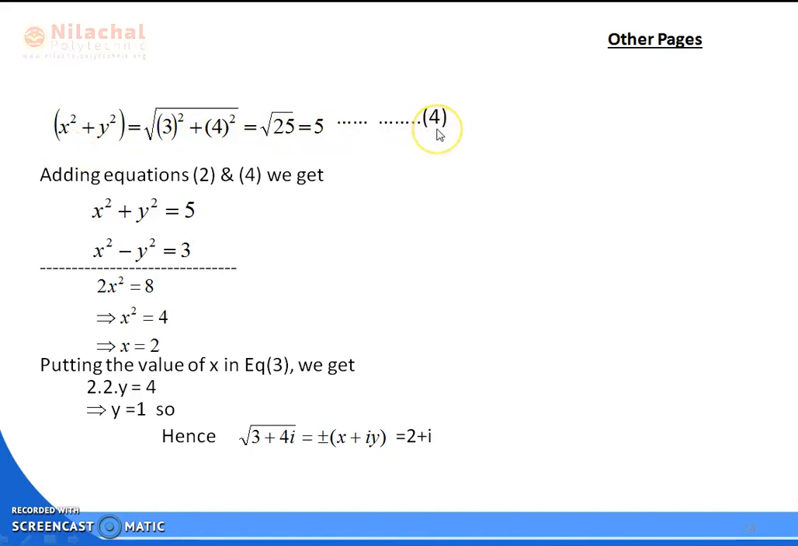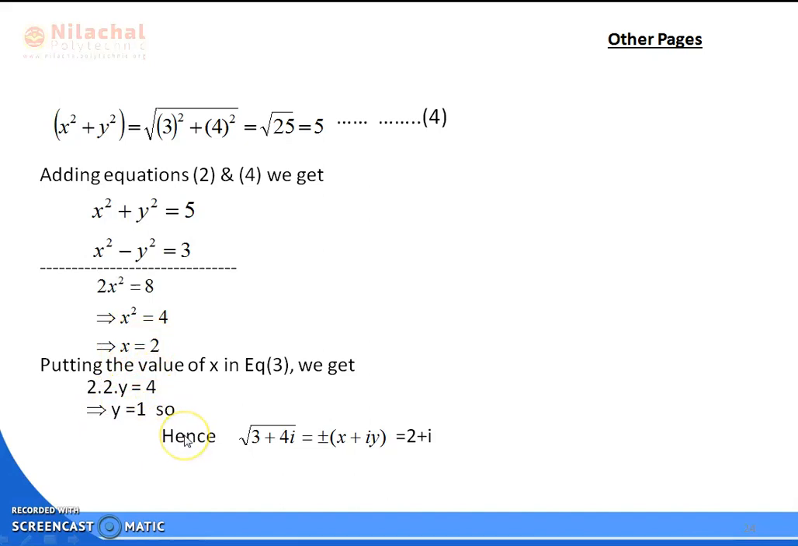Now solving equations 2 and 4, adding equation 2 and 4, minus y square plus y square both are cancelled. 2x square equals 8, so x square equals 4, that implies x equals 2. And we put the value x equals 2 in our equation 3, we will get 2xy equals 4. So x is 2 here, so 2 into 2, 4y equals 4, so we will get y equals 1. Hence, we have the values of x and y.